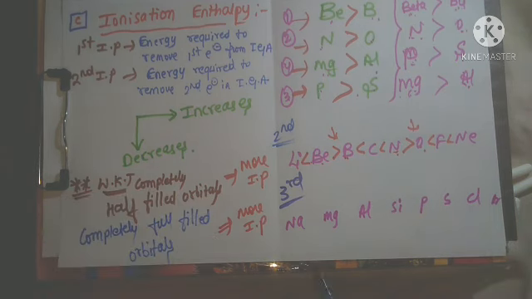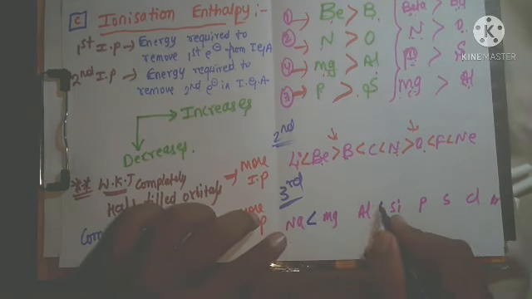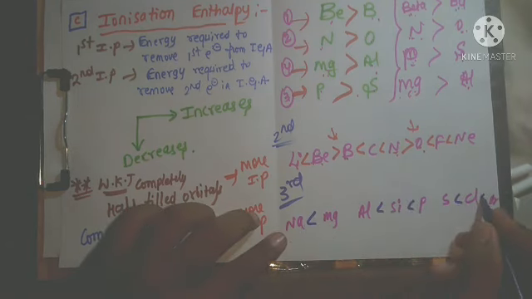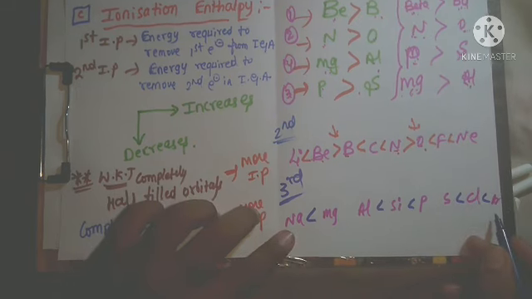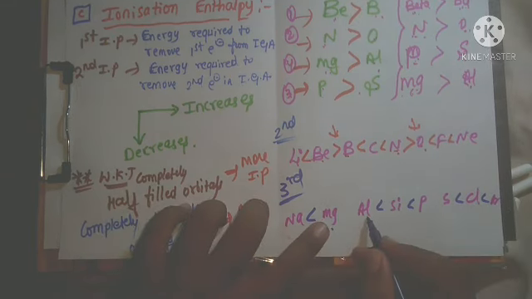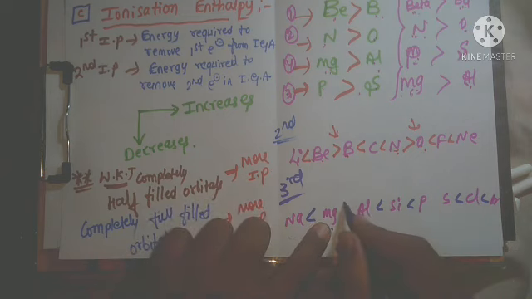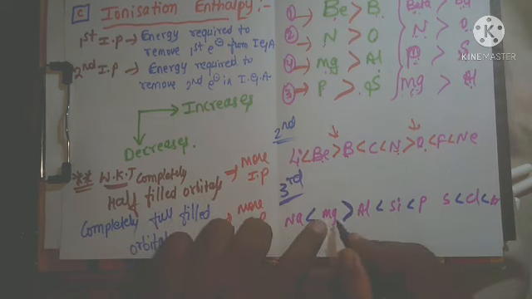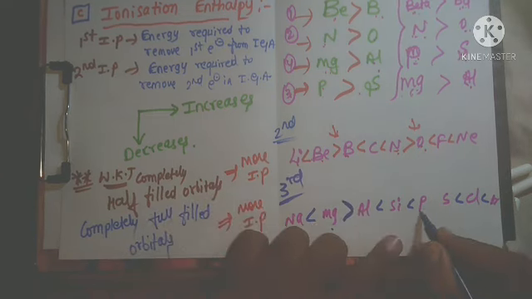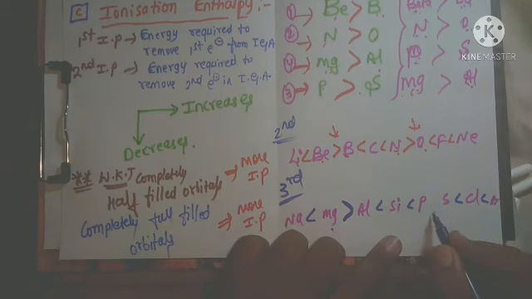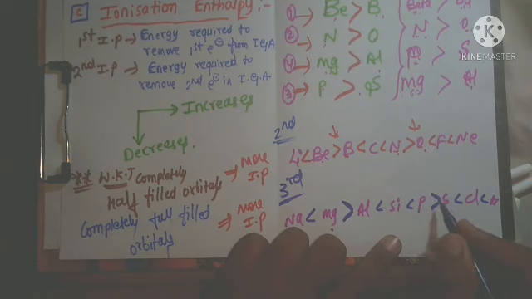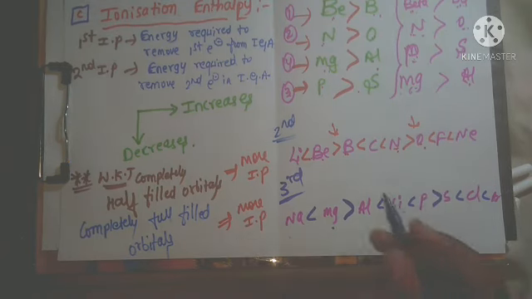Now if you think that along the period ionization potential increases, and you write everything in this way, then it will be wrong. Just remember the hint. Therefore it is reverse here: magnesium has more ionization potential than aluminium. Phosphorus has more ionization potential than sulfur. This is the best hint.